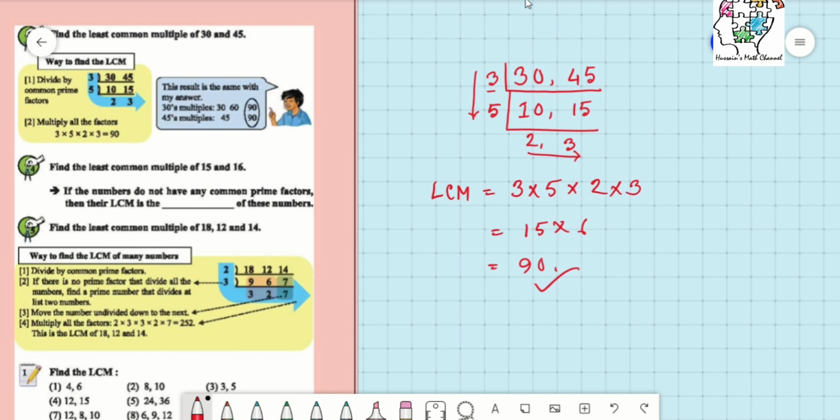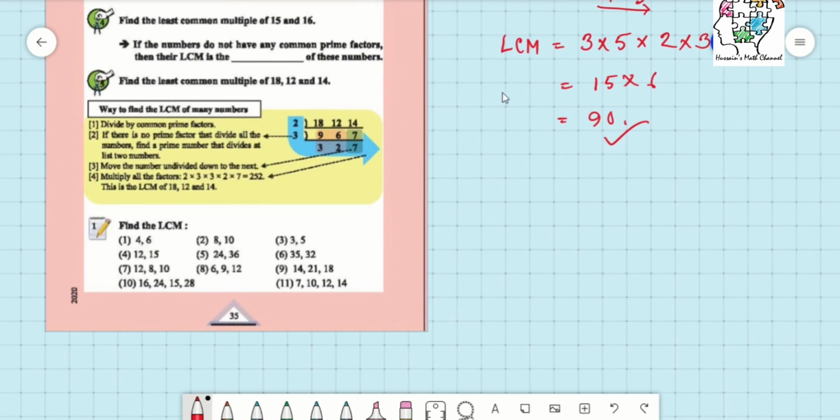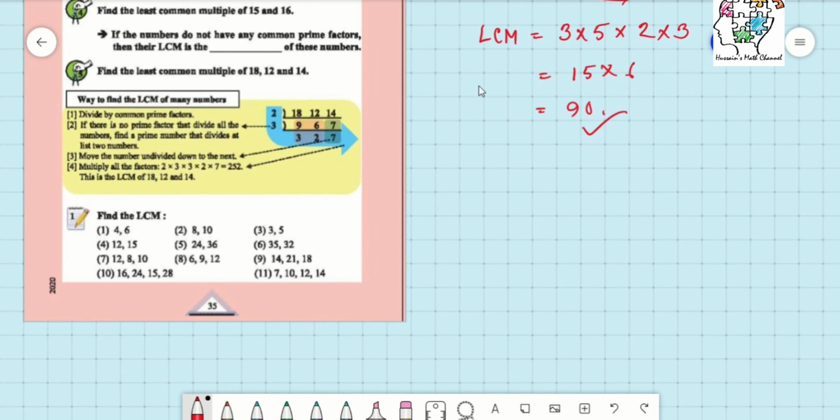90 is our answer. As you can see on page number 35 of your textbook, you will get a lot of practice with multiples by which you can find the LCM. There are lots of questions given, a total of 11 questions. All of this will be your homework for today's class.